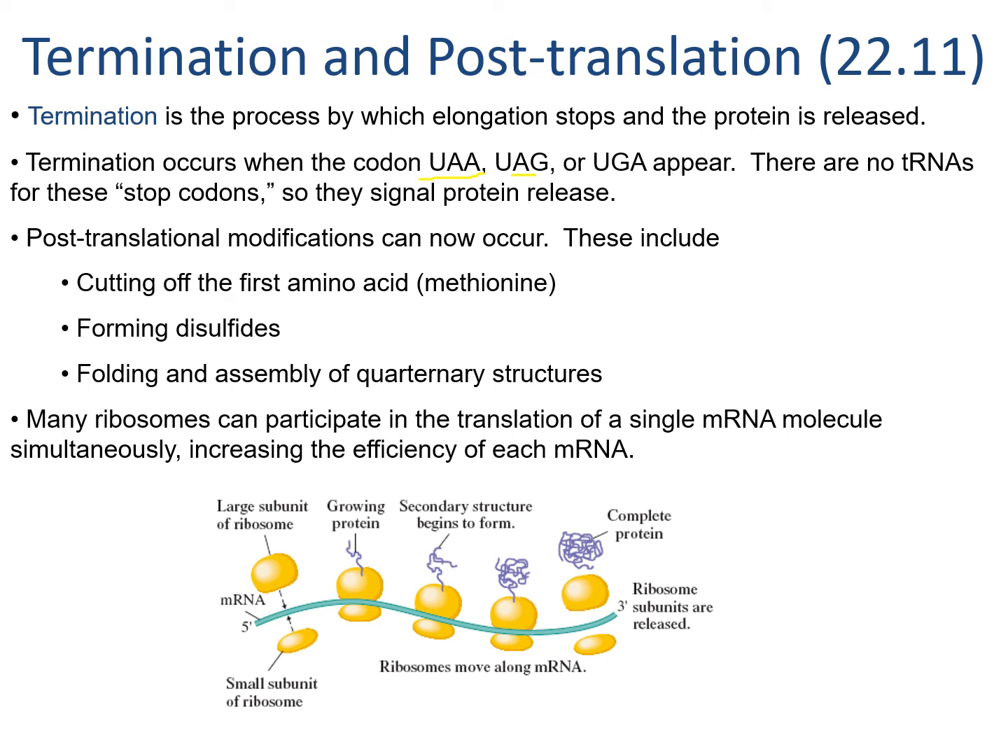Many ribosomes can participate in the translation of one mRNA at once, so the ribosomes can bind at multiple locations along the mRNA, which means that we can use a single mRNA to make many, many copies of a protein.